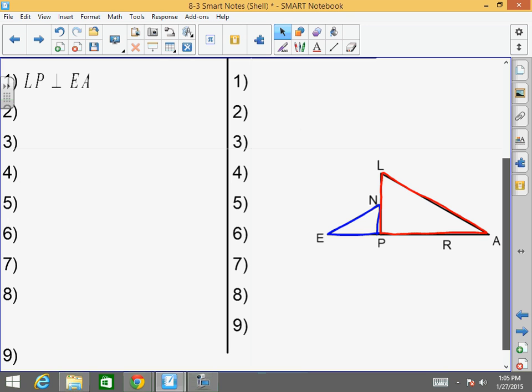LP is congruent to EA. God, what is wrong with me? LP is perpendicular to EA. Maybe I should learn how to read. Sorry, guys. No excuses. So if LP is perpendicular to EA, what are we going to know?